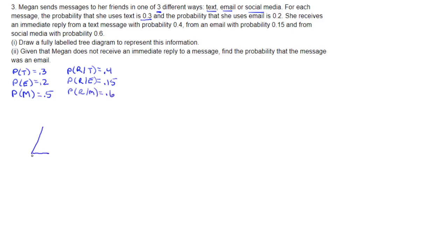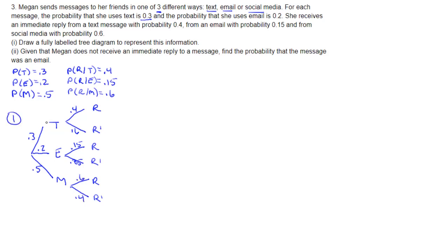Now, we're supposed to draw fully labeled tree diagrams for this information. The first choice is text, email, or social media, 0.3, 0.2, and then 0.5. And then the next choice is reply or no reply. And I'm just going to use a complement. And so we just fill in these probabilities as they're listed already here. And that gives us our tree diagram.